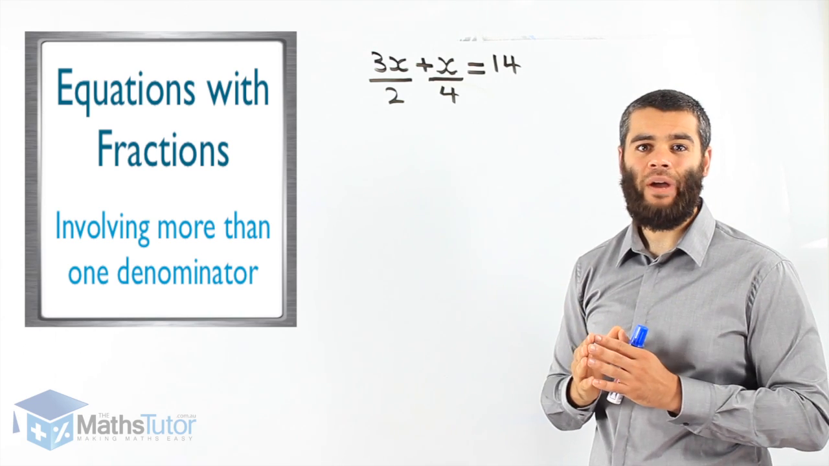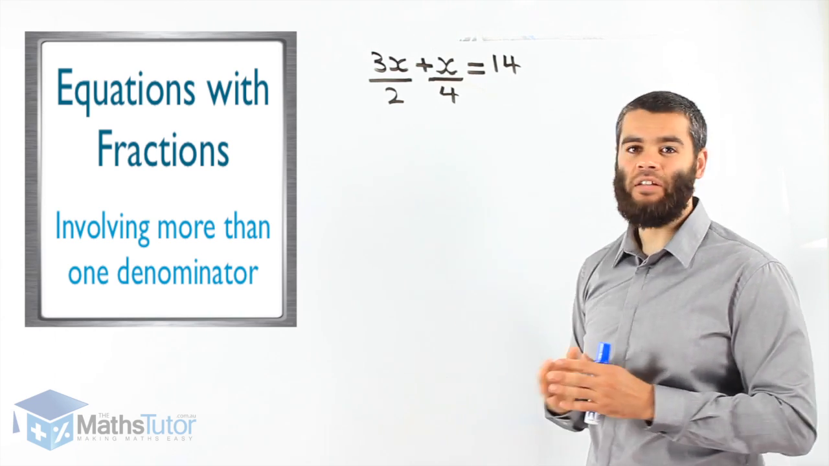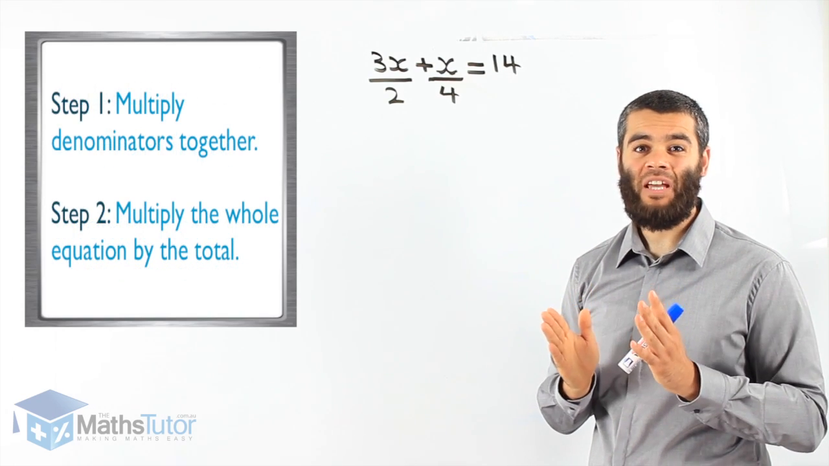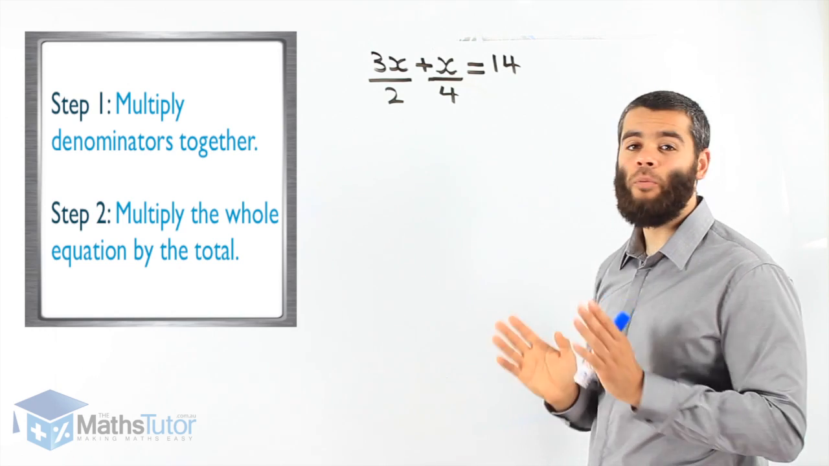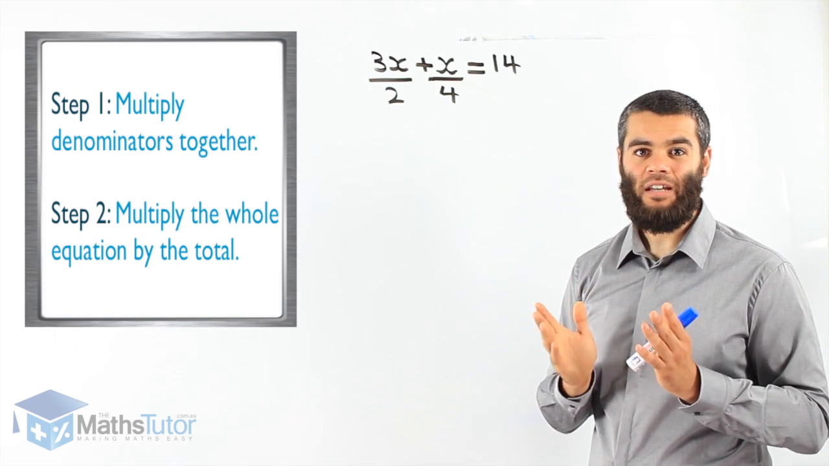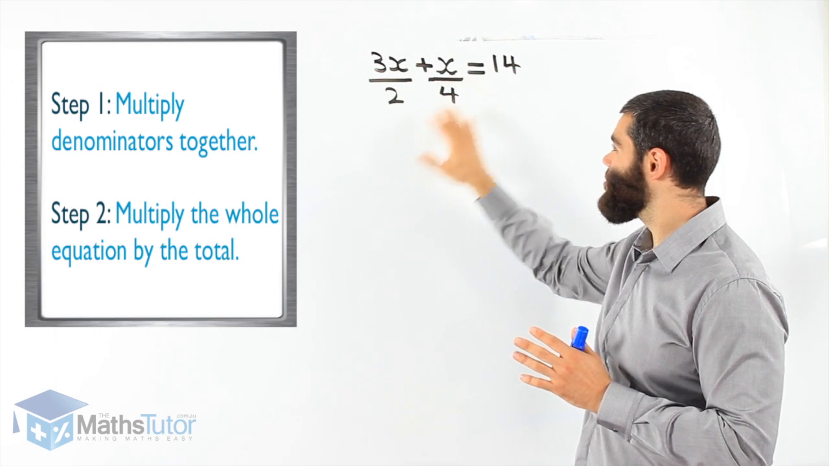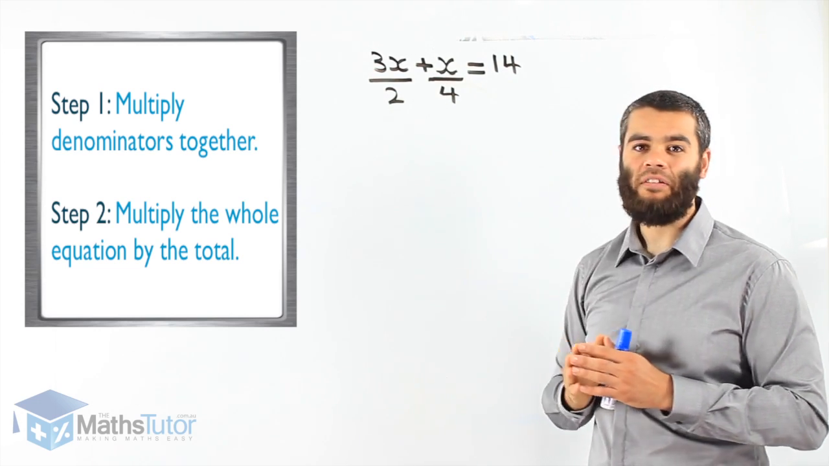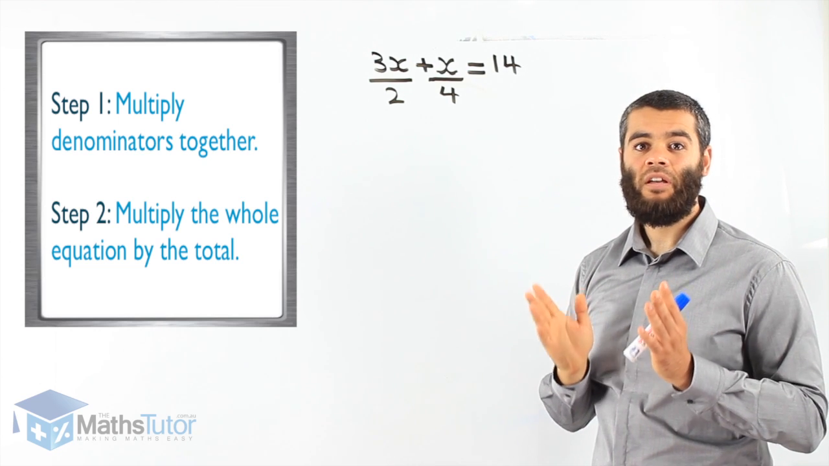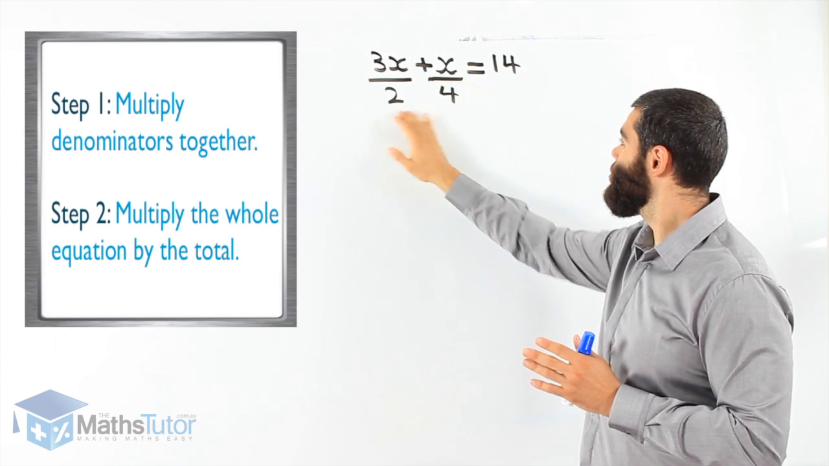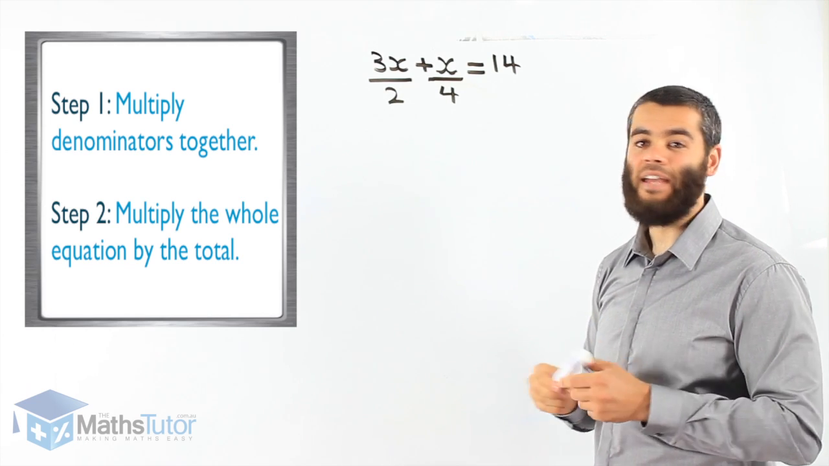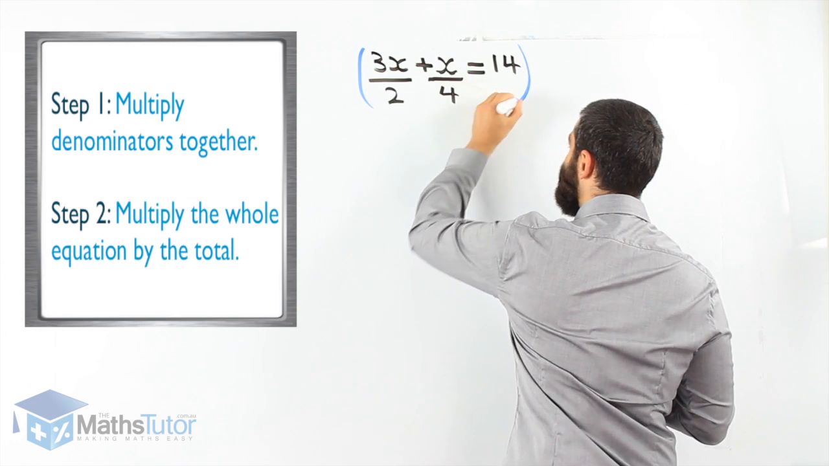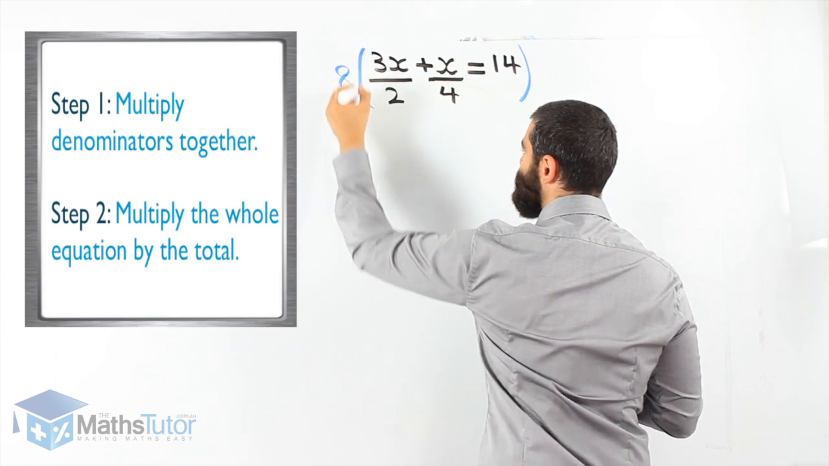How do we solve the equation with two denominators or more than one denominator? It's easy. The first step, we multiply the denominators together. Then we multiply the total equation by the total of those two multiplied together. So the first step is to multiply the denominators. 2 times 4, what do we get? 8. Now we multiply the total equation by 8.